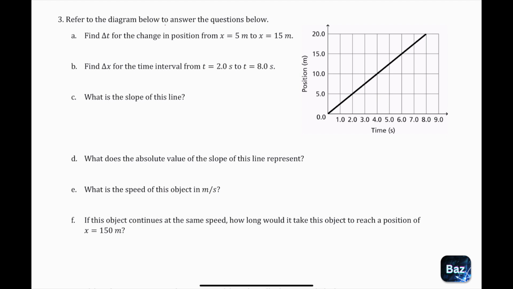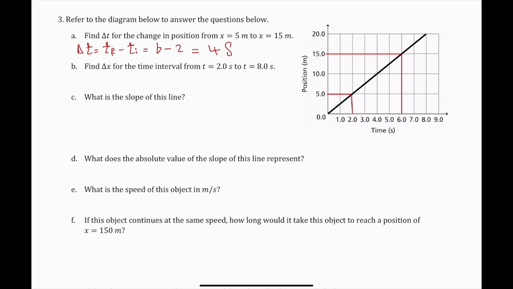Question number 3. Refer to the diagram below to answer the questions below. A. Find delta t for the change in position from x equals 5 meters to x equals 15 meters. So for the 5 meters, we have the first point here, and for the 15 meters here, so let's draw a vertical line. So here we have 2, and here we have 6. So it's 6 minus 2, delta t equals t final minus t initial. So 6 minus 2 equals 4 seconds.